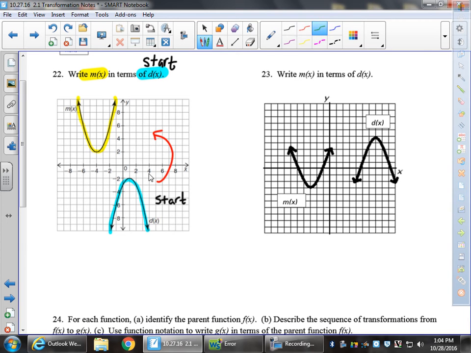When I look at the distance from the vertex to the x-axis, it's 2. From here to here, the distance is 2. And from here to here, the distance is 2. So I know that this entire graph has been flipped. It's been flipped over. It's a reflection over the x-axis.